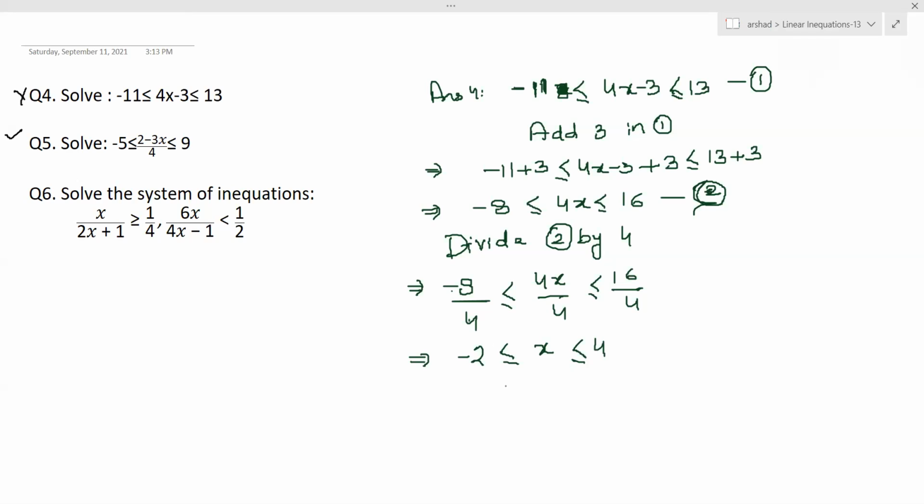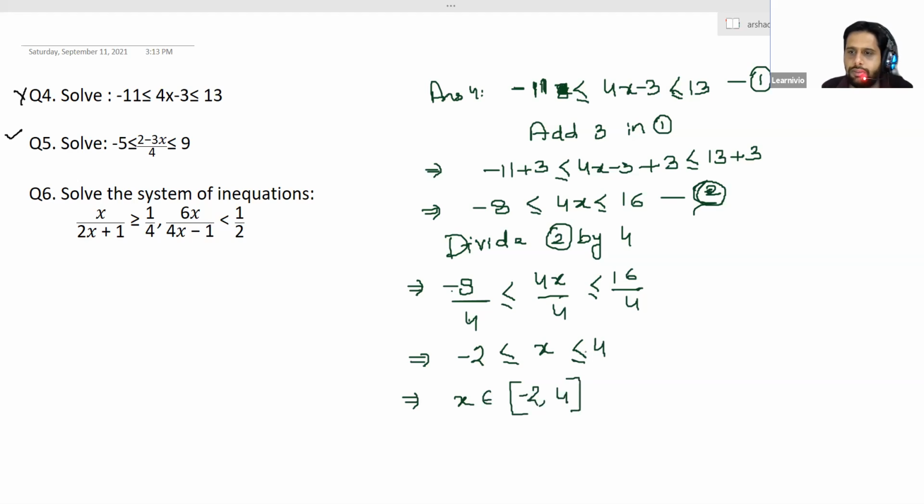Now in interval form, how can we represent this? We can write it like this. John, I guess we have already done the interval. Yes, sir. Okay, so we can write that the solution is from -2 to 4 and both are closed intervals. Okay, sir. Rishan, is this clear? Okay, then please try this one, question number 5, and share your answer.